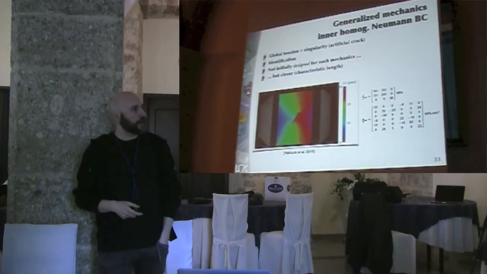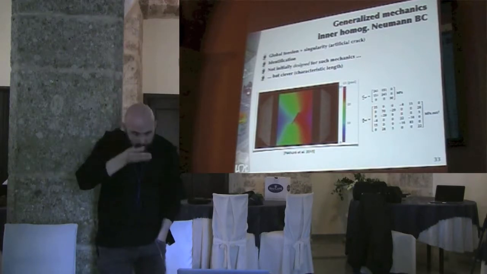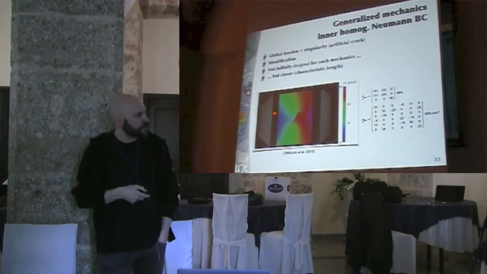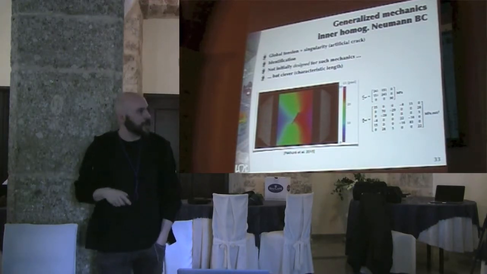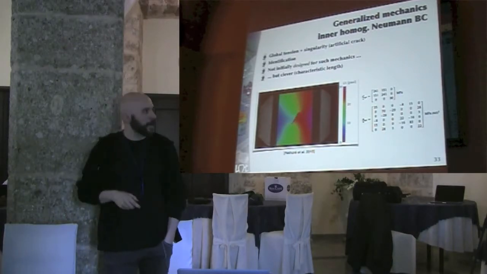You could have inner homogeneous Neumann. What I said before is you could have a crack there. So this is an artificial crack, you just cut your specimen. You can't see it there, but it's a hexagonal pattern. And you've got a Dirichlet boundary condition there, a Neumann there, and a crack, so an inner Neumann.